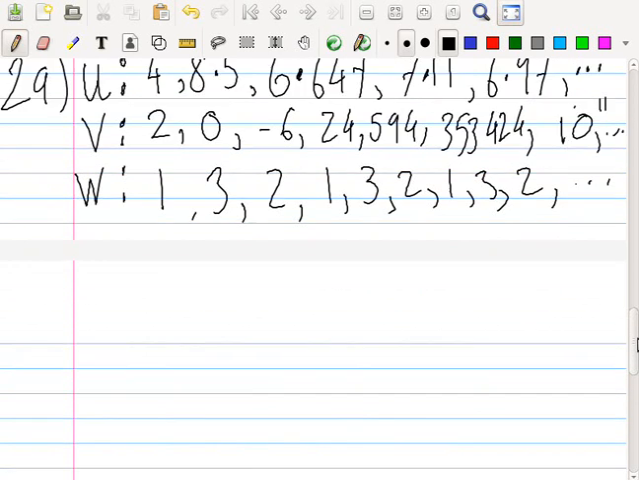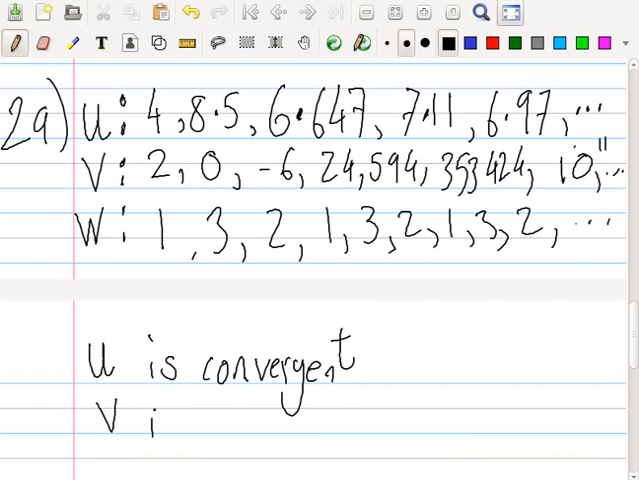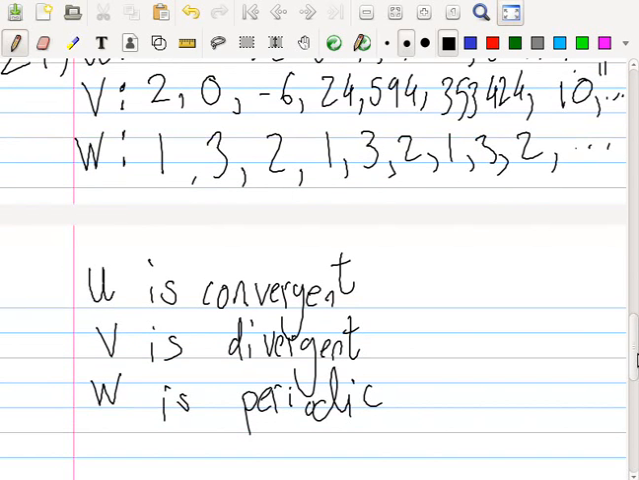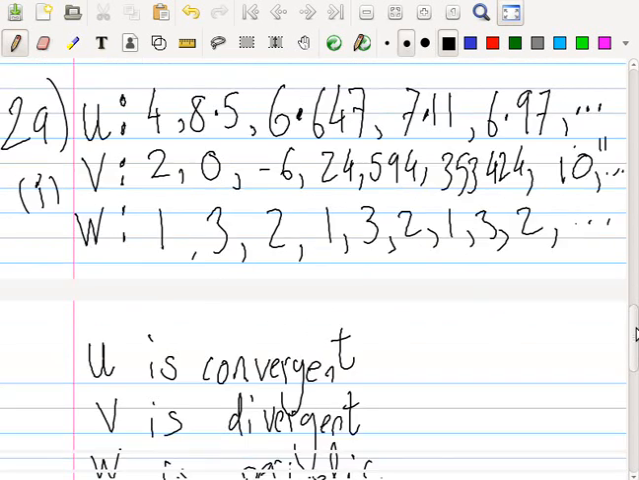Okay, I'll scroll back up. So you can see then that U is convergent, V is divergent, and W is periodic. And that ends part 1.